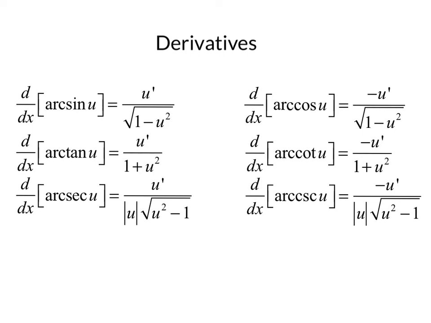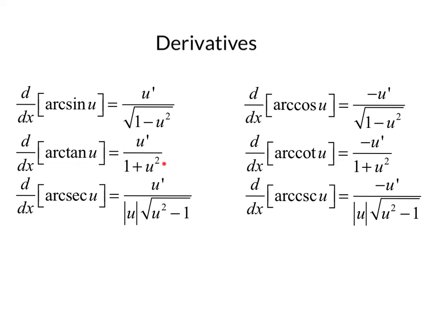Then if I look at patterns between pairs, sine and cosine usually go together. Notice arc sine has the same derivative as arc cosine, the only difference being arc cosine is negative. Arc tangent has the same derivative as arc cotangent, the only difference being arc cotangent's negative. And the derivative of arc secant is the same as arc cosecant, the only difference being arc cosecant begins with a negative.